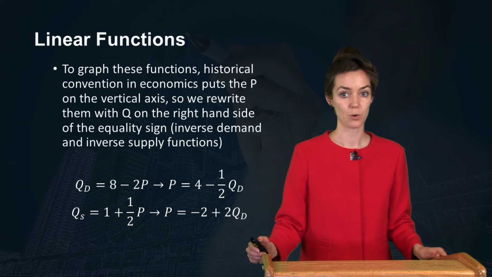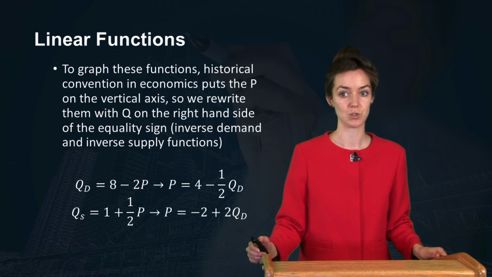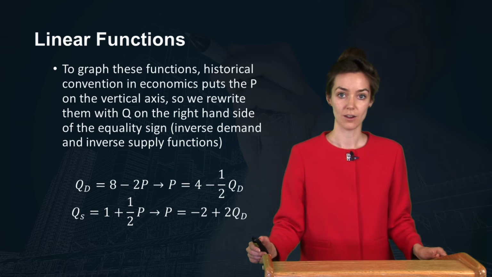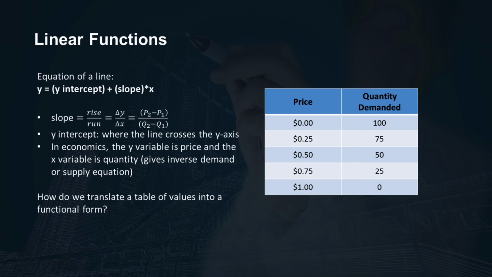So we can do the same thing for quantity supplied. If quantity supplied is 1 plus 1/2 p, we can rearrange and write p equals negative 2 plus 2q. So in this case, the constant in front will be the y-intercept, and the coefficient on the quantity will be the slope. So the equation of our line, recall, is y equals the y-intercept plus the slope multiplied by x. Given a table of values, we can actually put together this equation of a line.